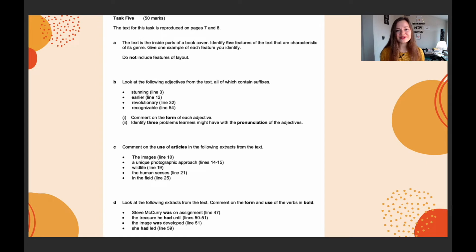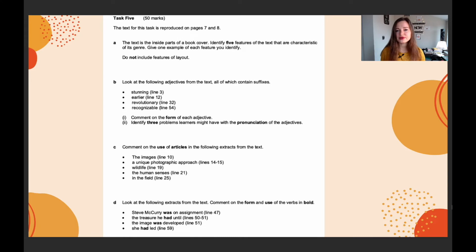And now let's have a look at possible problems with pronunciation. Some students can encounter some problems while pronouncing stunning. Some people can have problems with vowel sounds, and instead of the a sound, they can use the u sound. Then we have earlier, where we can comment on rhotic, non-rhotic r, and students may also have some difficulties pronouncing it.